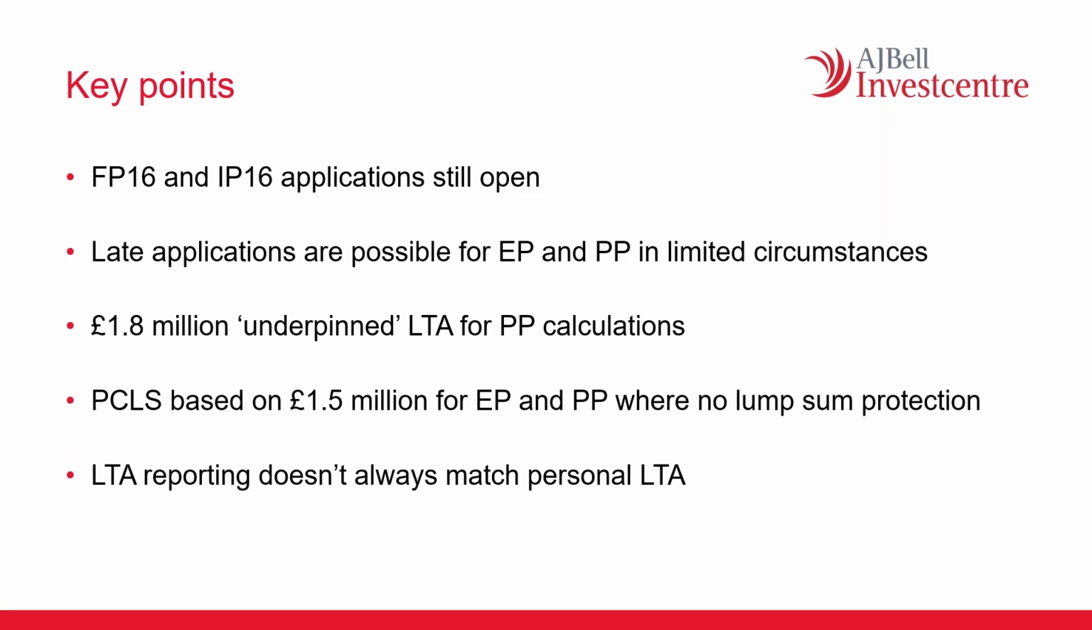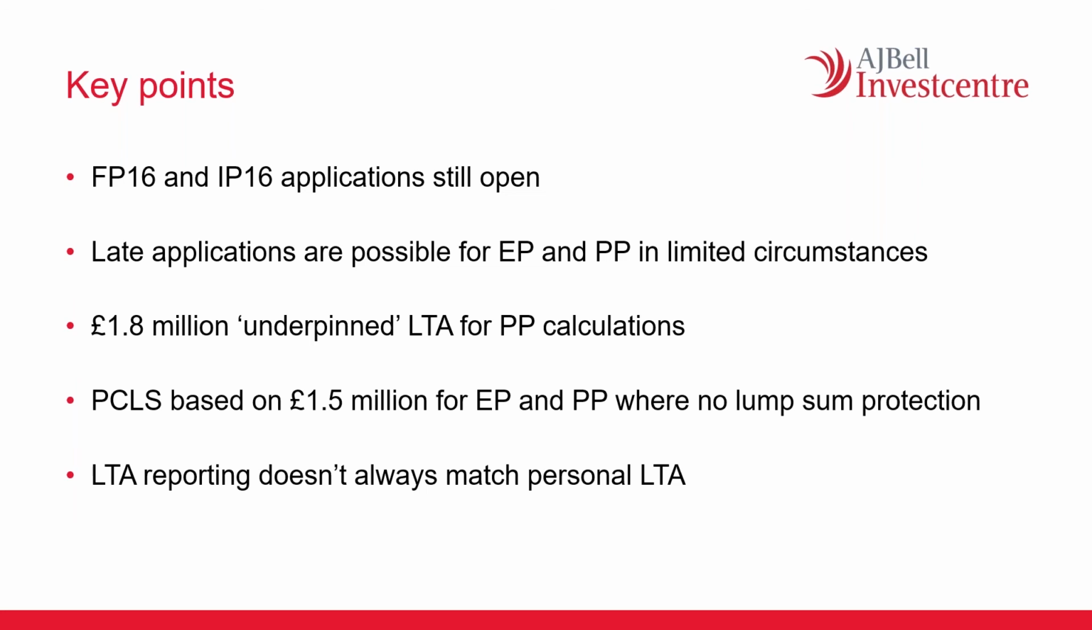When it comes to doing your calculations, we have this underpinned lifetime allowance for primary protection. So whatever your enhancement factor is for primary, you apply it to 1.8 million. When you're working out maximum PCLS for enhanced and primary protection where they don't have lump sum protection, then you're always working off 1.5 million.